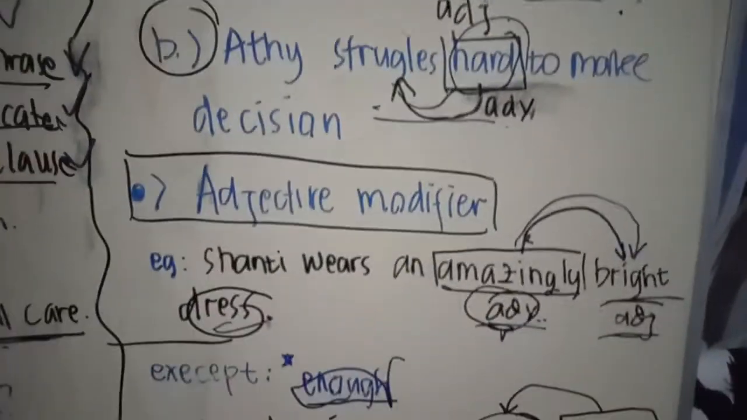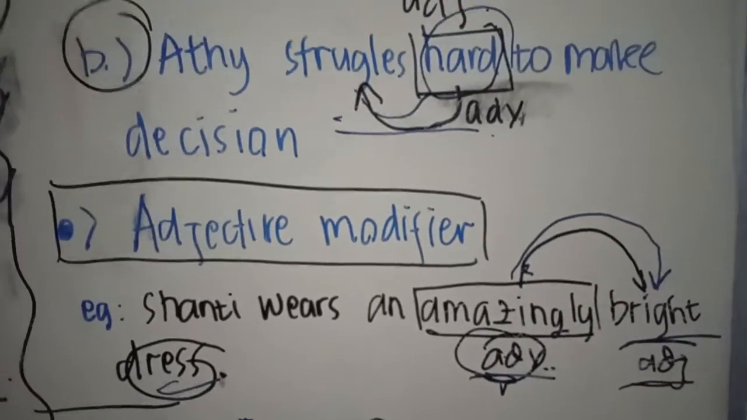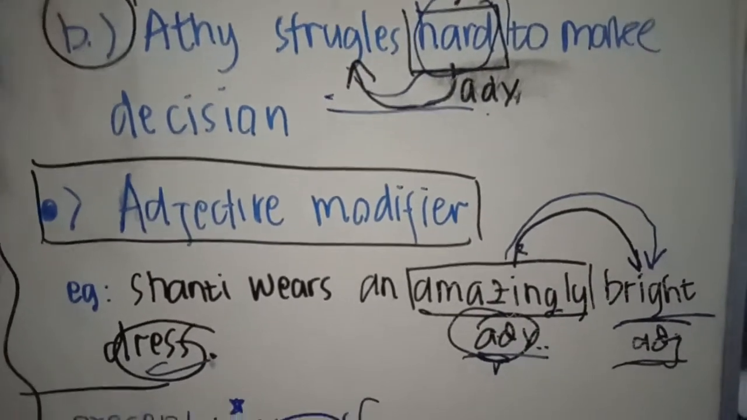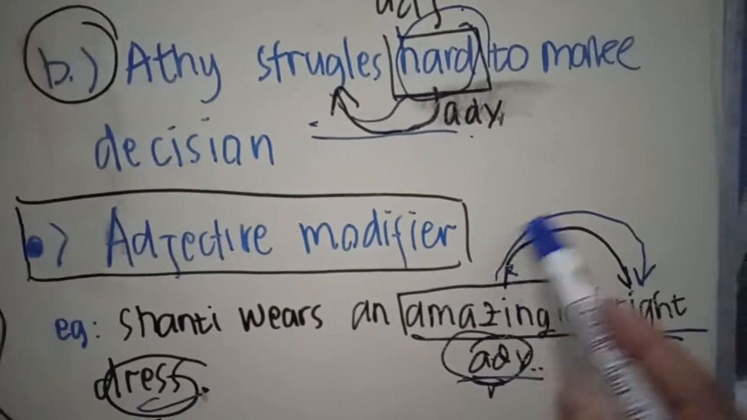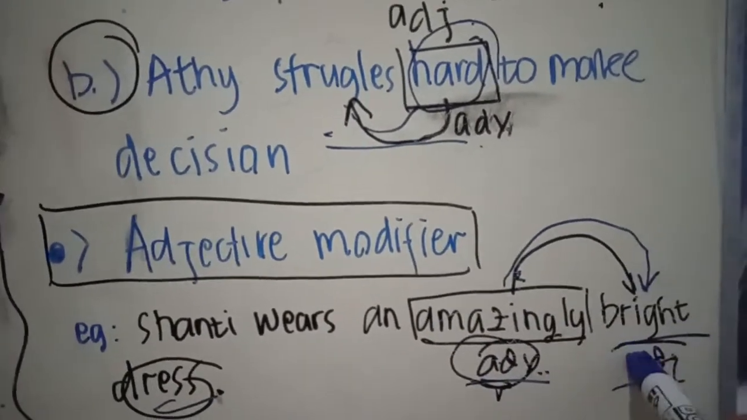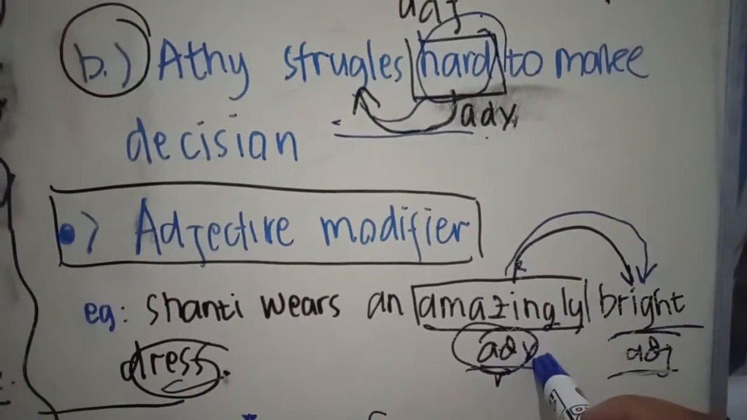Next, adjective modifier. I will give you some examples of it. Sandy wears an amazingly bright dress. Amazingly here explains the bright dress. Bright here is an adjective that modifies the adverb phrase.